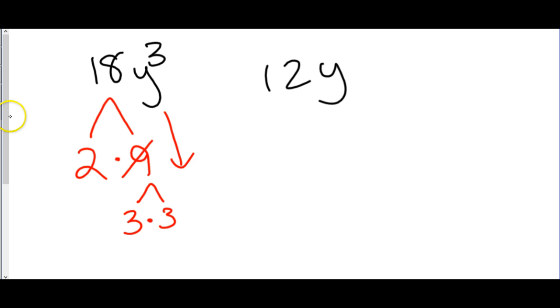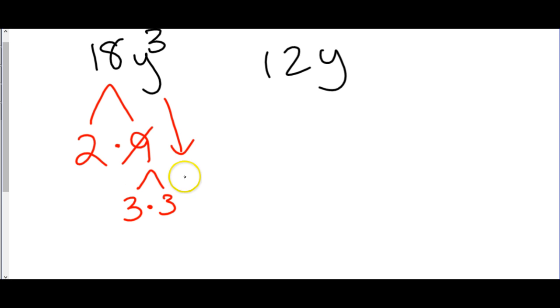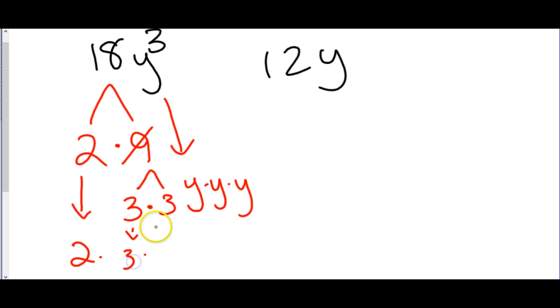We can also break down the letters. Y cubed is the same thing as y times y times y. So now we have 2 times 3 times 3 times y times y times y. We brought everything down into what it was broken into.